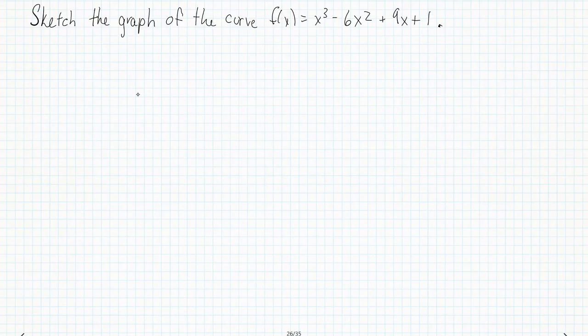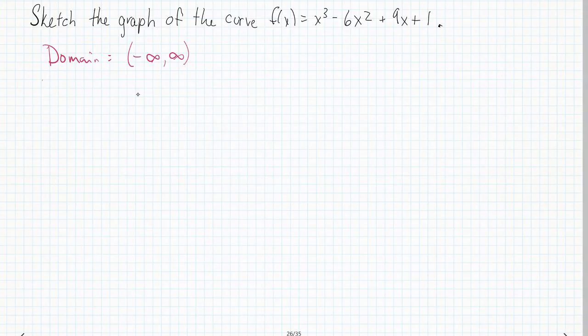All right. So now we're going to use some of the information from before, all these derivatives and things like that, limits, to try and find a nice solution to this. Sketch the graph of the curve. So the first thing you should always do, and this one it isn't going to make much of a difference, but we'll start with the domain. It's a polynomial, so this is negative infinity to positive infinity.